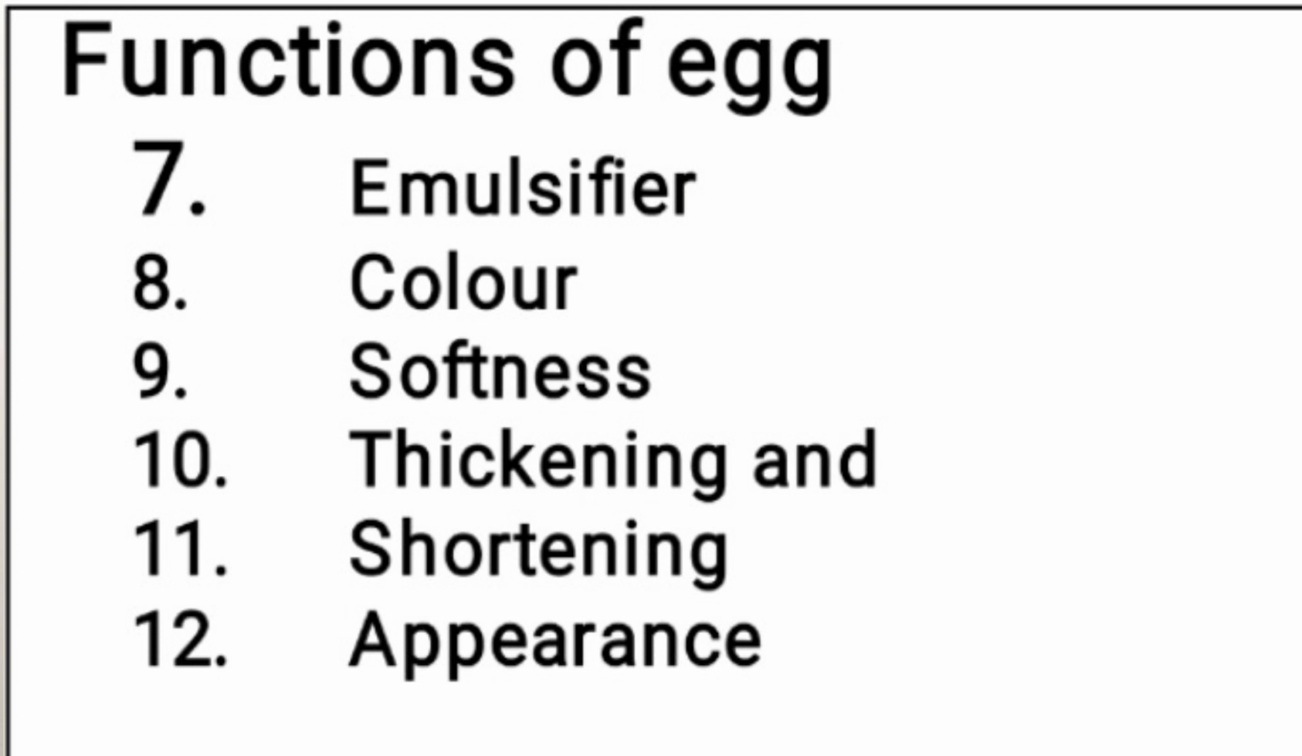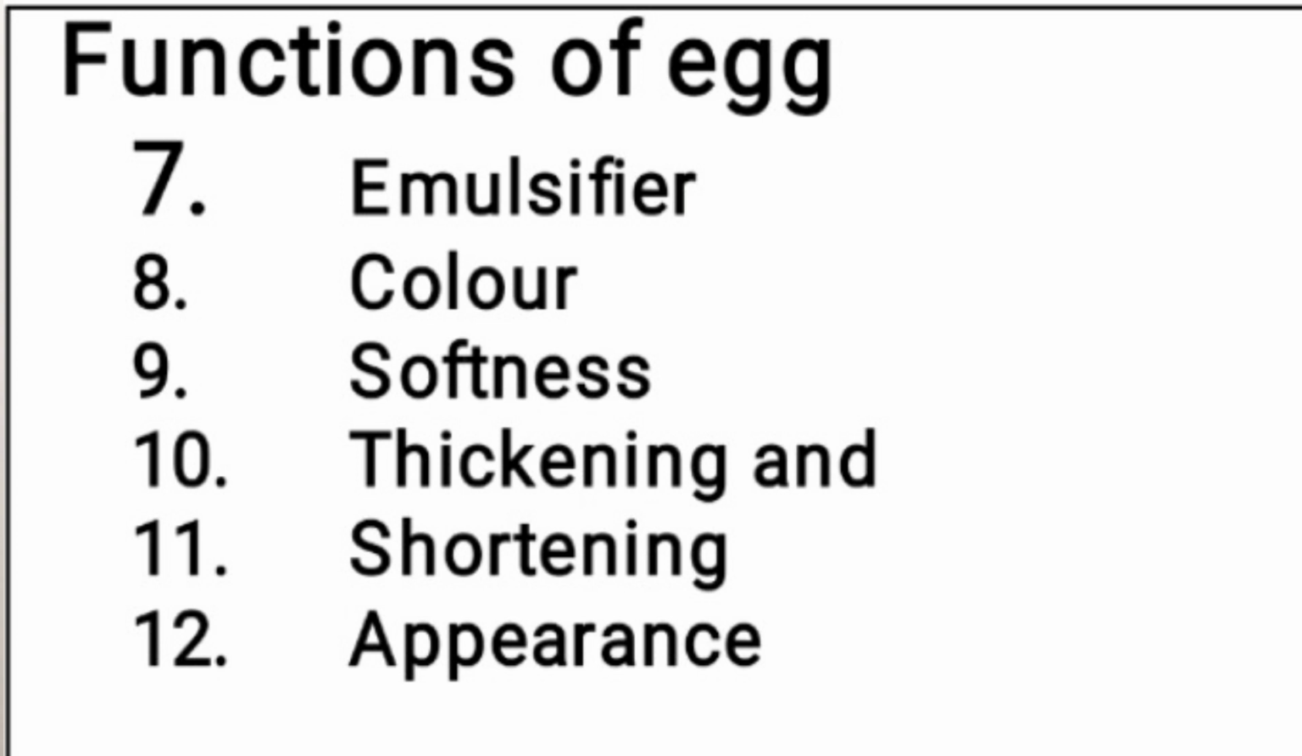So the presence of lecithin in egg yolk acts as an emulsifier. It combines all the ingredients in a cake batter and holds them homogeneously. That is why it is called an emulsifying agent. Egg acts as an emulsifying agent because of the presence of lecithin and its emulsifying qualities.